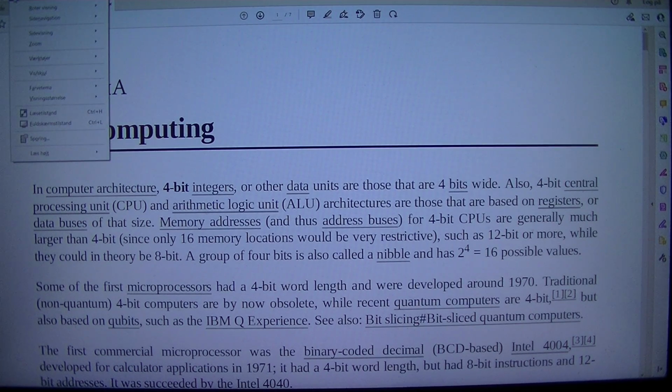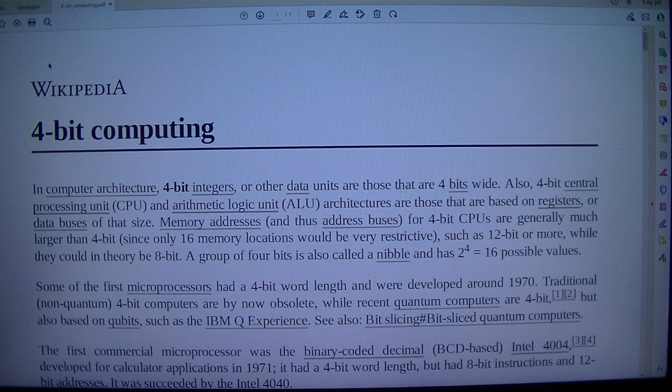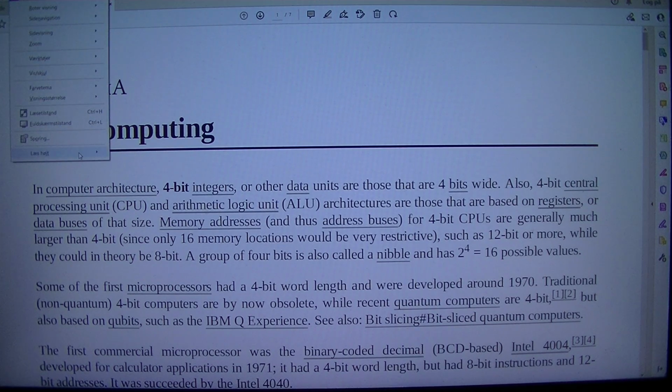So show, read aloud, activate, read aloud, and read to the end. Read to the end of the document.